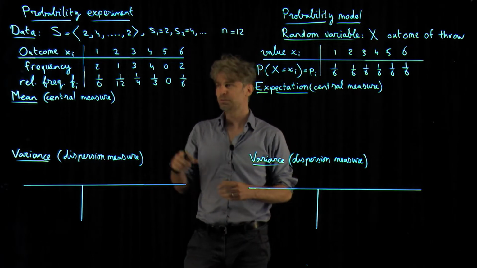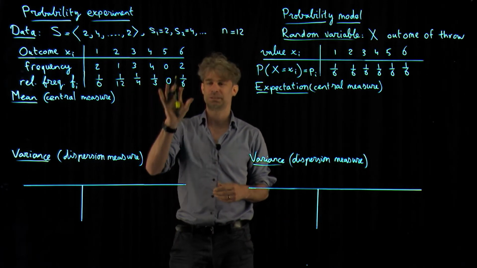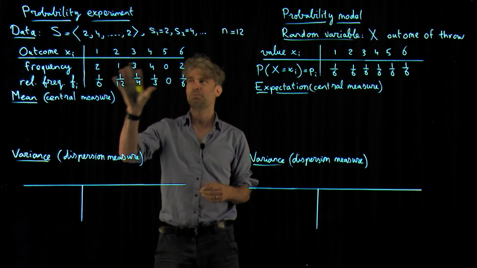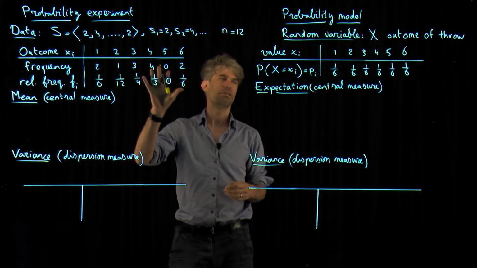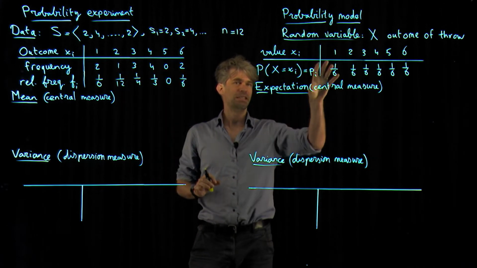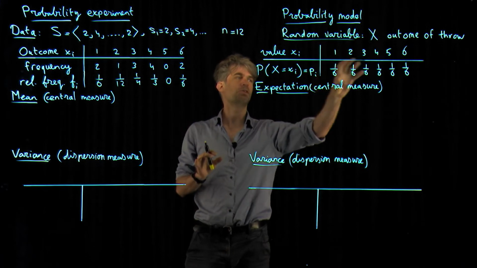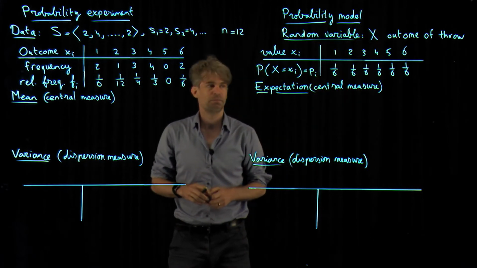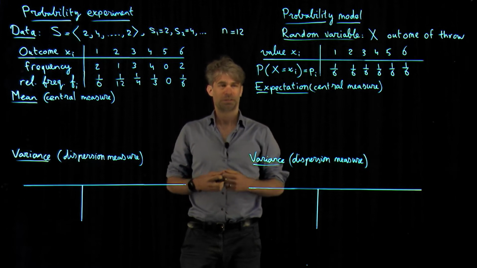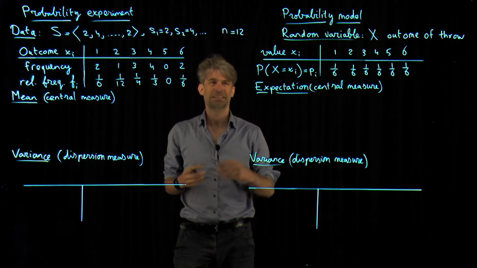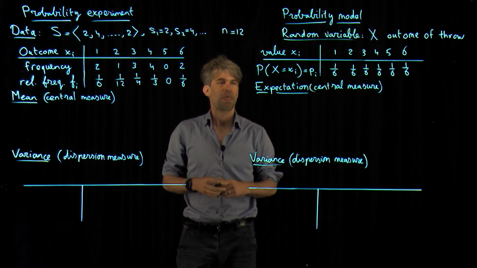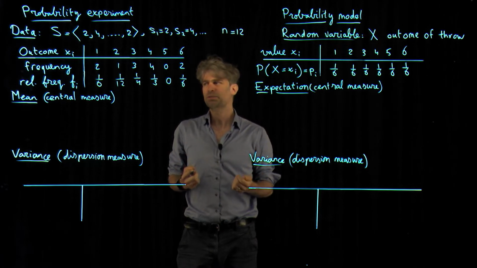And there are theorems about this that say that if you repeat the experiment often enough, in some way these relative frequencies approximate these probabilities. The more perfect the die is, the better this correspondence is. And now we go to central measures.